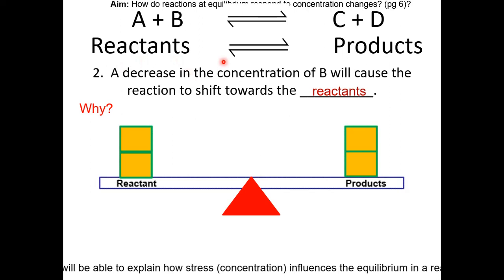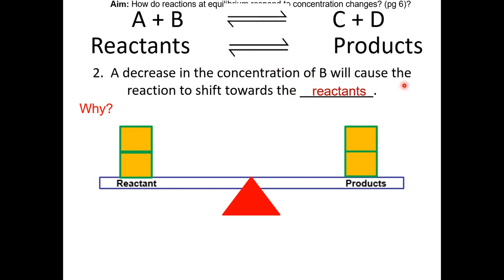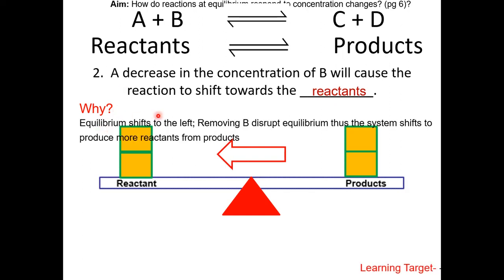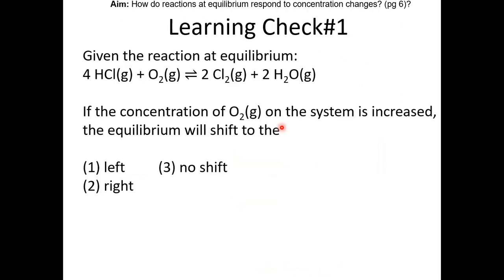So a decrease in the concentration of B will cause the reaction to shift towards, or make more, reactants. So why does this happen? The equilibrium shifts to the left. Removing B disrupts the equilibrium. Thus, the system must shift to make more reactants from the products.